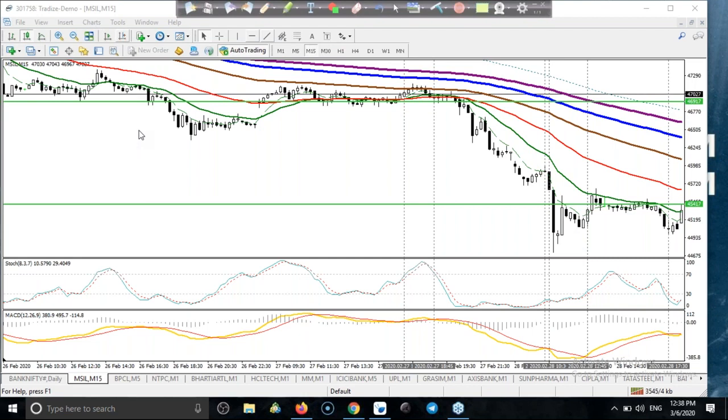Moving averages, I'm using all exponential: 20, 50, 100, 150 and 200. All right, so all are falling down. Have you got it? Where is the entry point exactly?